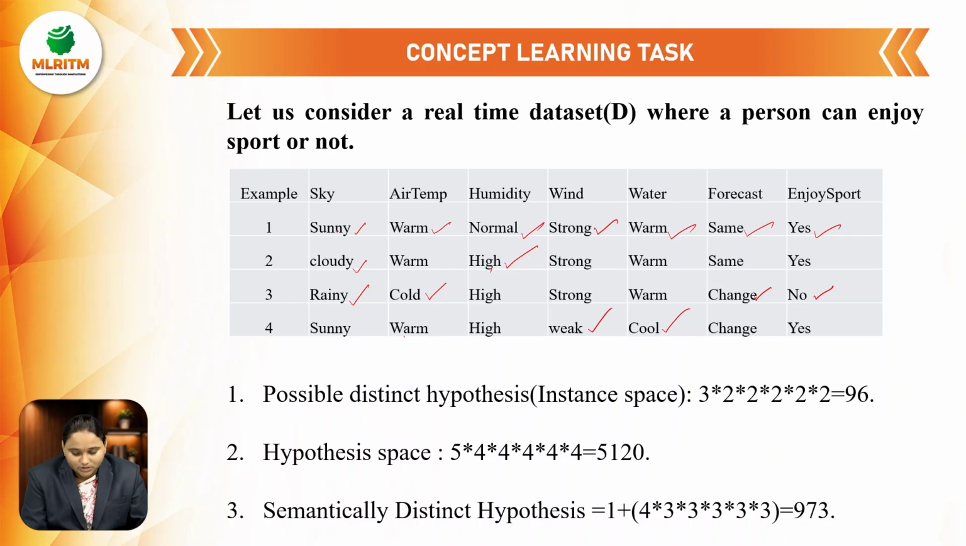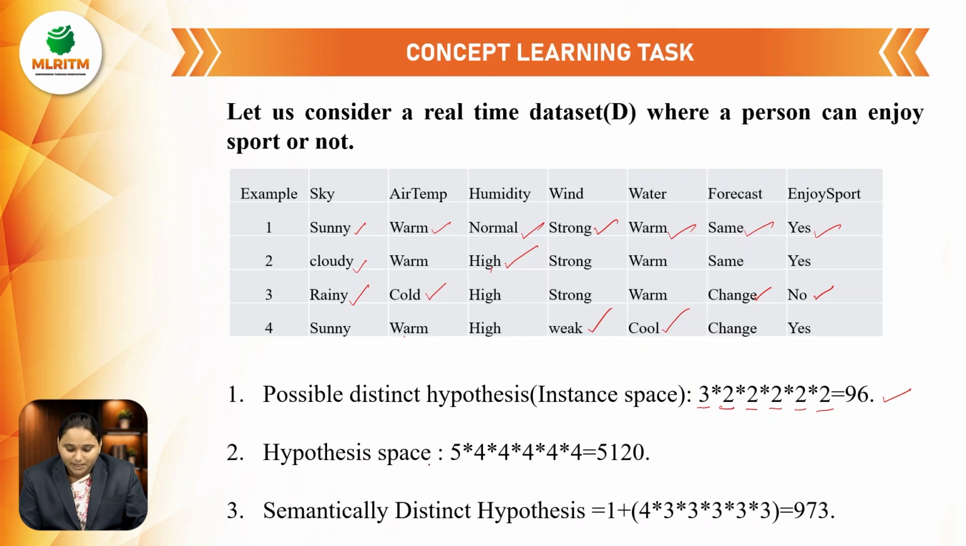Sky contains three values, as I have mentioned here. Next, air temp contains two, warm and cool. Humidity contains two values. Wind contains strong and weak, two values. Water contains warm and cool, two values. And forecast contains two values, same and change. The multiplication 3 into 2 into 2 into 2 into 2 into 2 is 96.